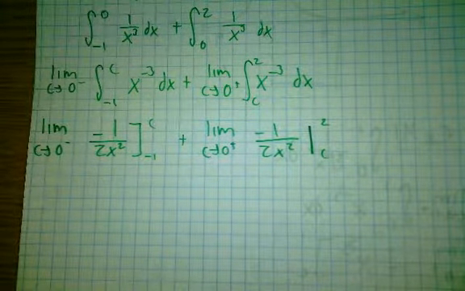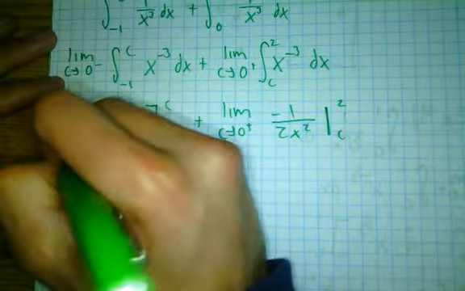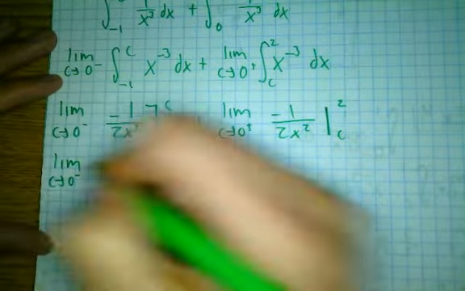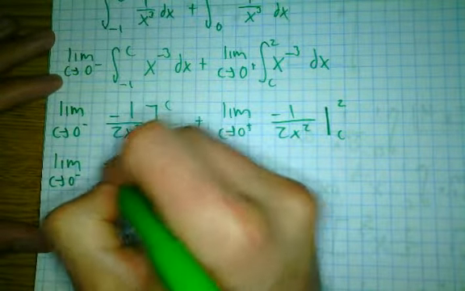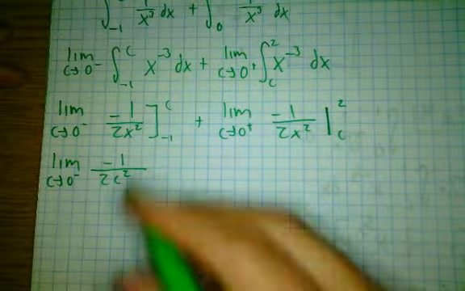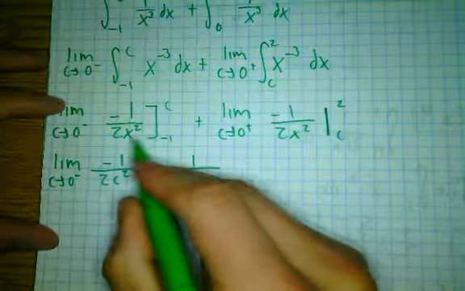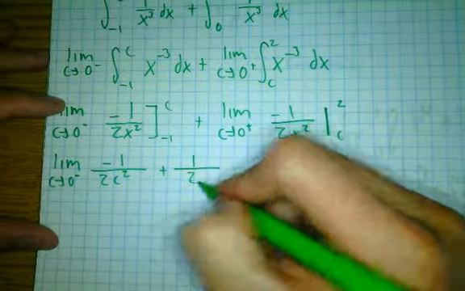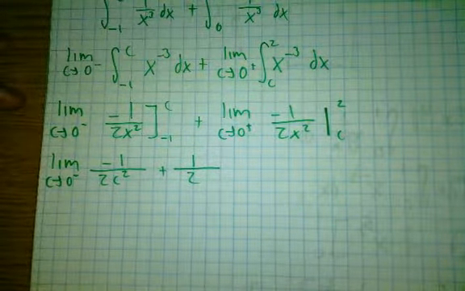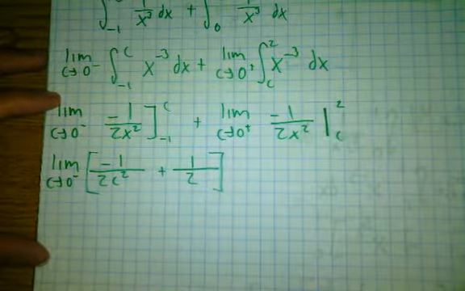We okay so far? Okay, now I'm going to go ahead and plug in values. So this becomes the limit as c approaches 0 from the left, of negative 1 over 2c squared, right? Plus 1 over, if I plug in the negative 1 there, I get 2. Correct? Yes? Okay. So that's the first one.